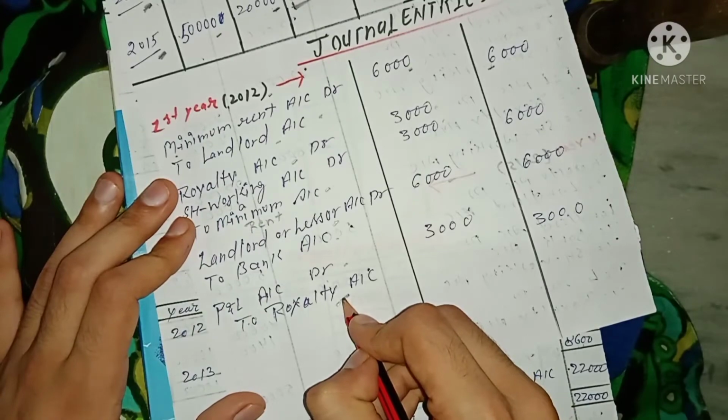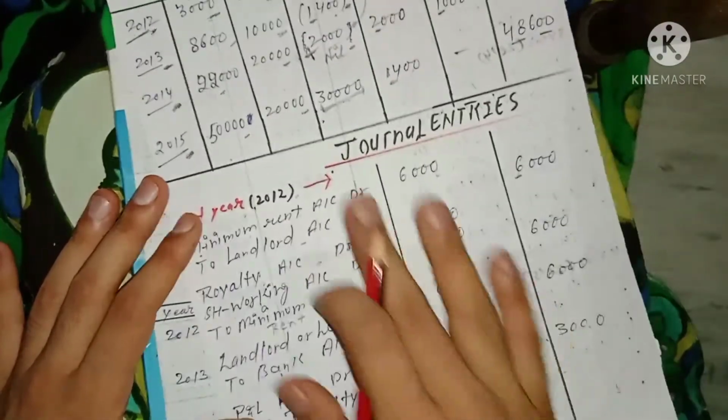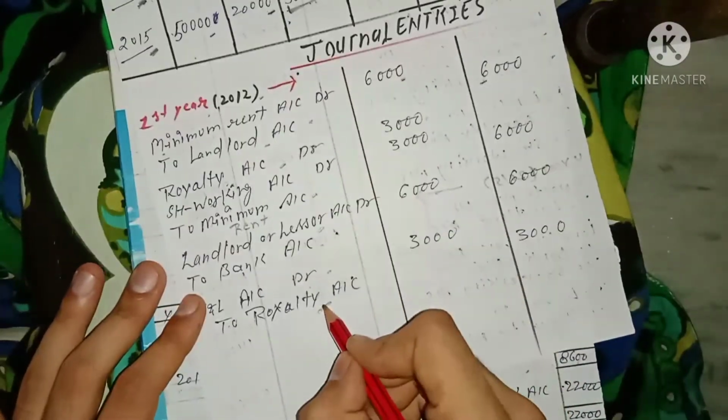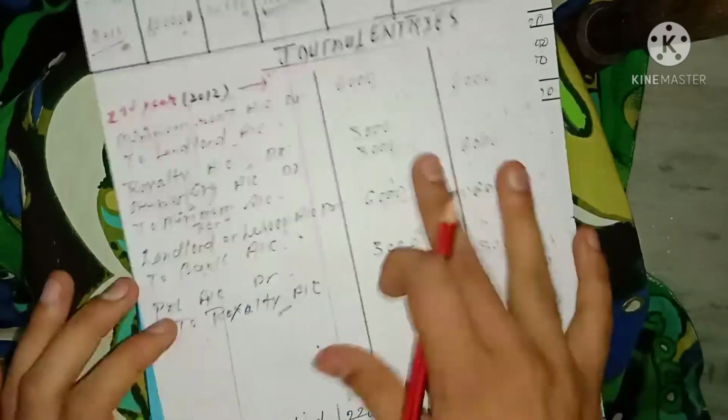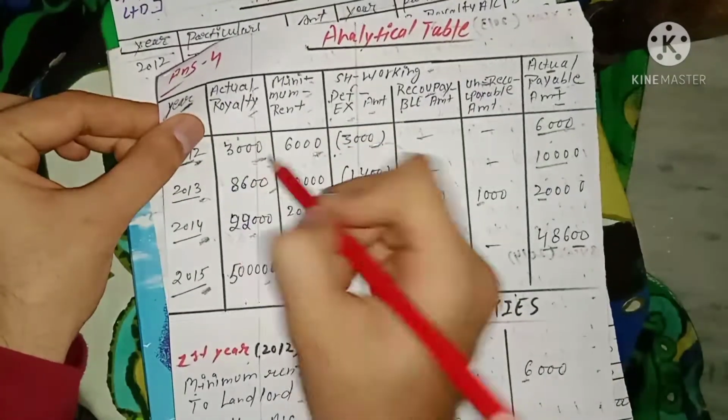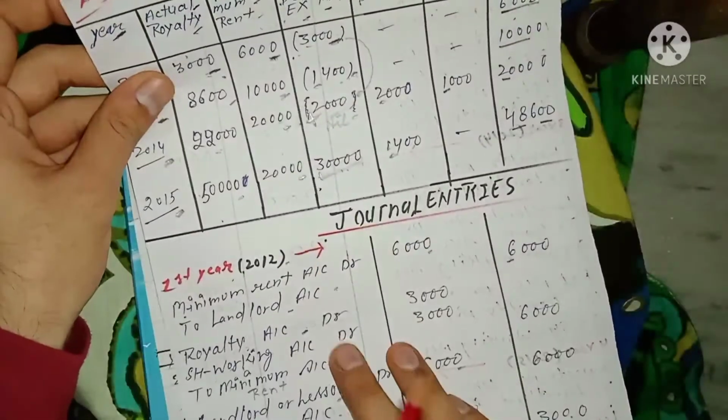royalty as an expense. In case of lessee, just because we are preparing it in the books of the lessee, it is an expense for the lessee of rupees 3,000. Here you can see 3,000. So we are completed with the first year.